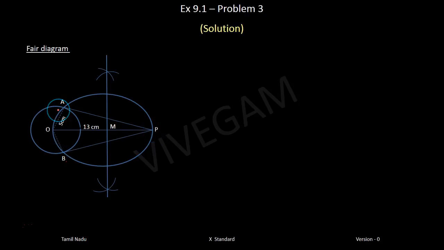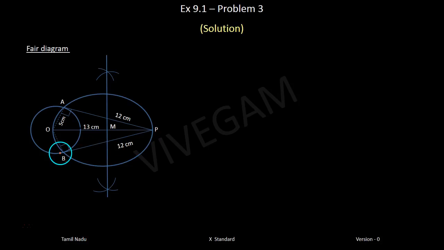So PA and PB are what we were asked to draw, the tangents of the first circle from the external point P. Now let's measure this, and if you have done it correctly, it will come to 12 centimeters.